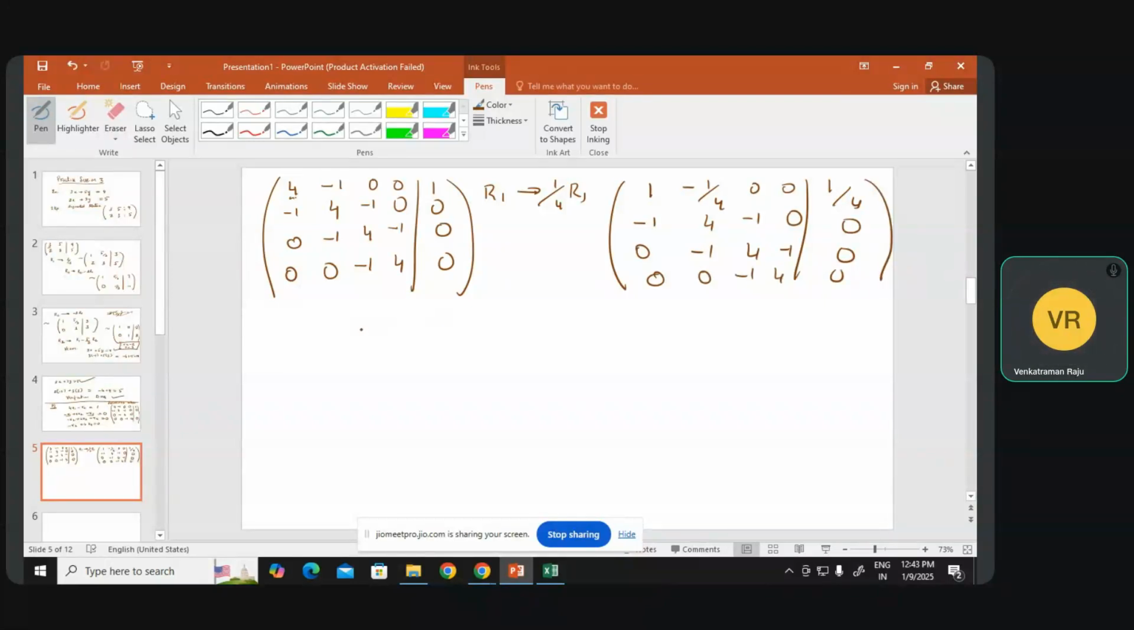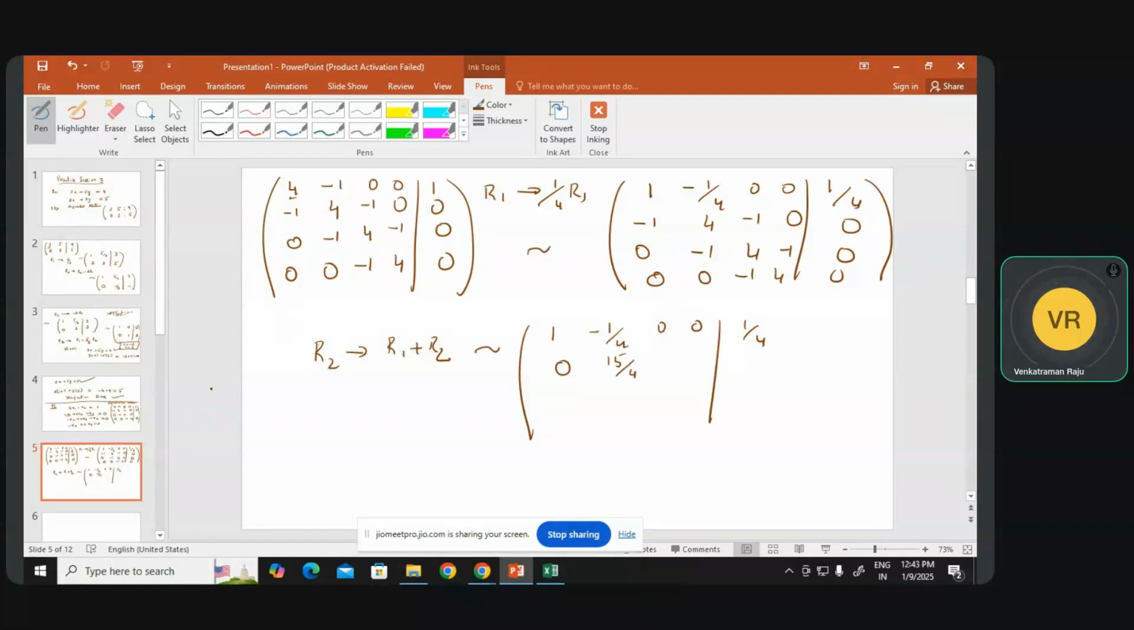So now my job is to just make a 0 here. I told you a while ago that all the elements below the pivot element should become 0 in the first column. That's my step 1. So R2 goes to R1 plus R2. If you add these two, it will become 0. So you get 1, minus 1 by 4, 0, 0, 1 by 4. This becomes 0 now because I'm adding these two. If you add these two, you will get 15 by 4.